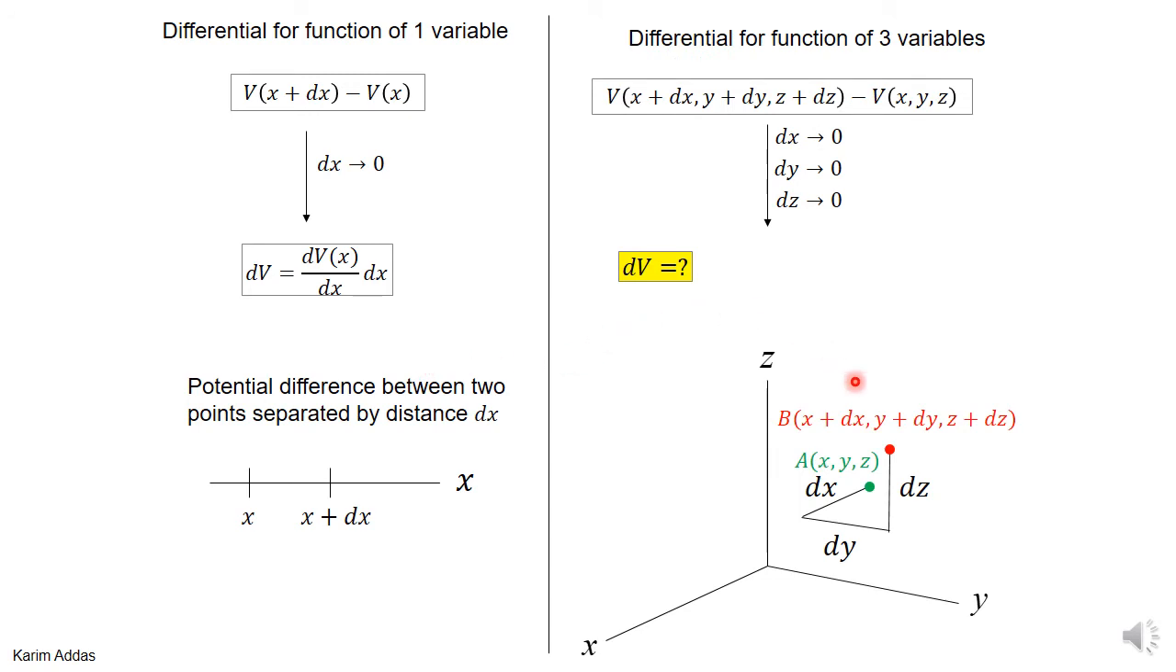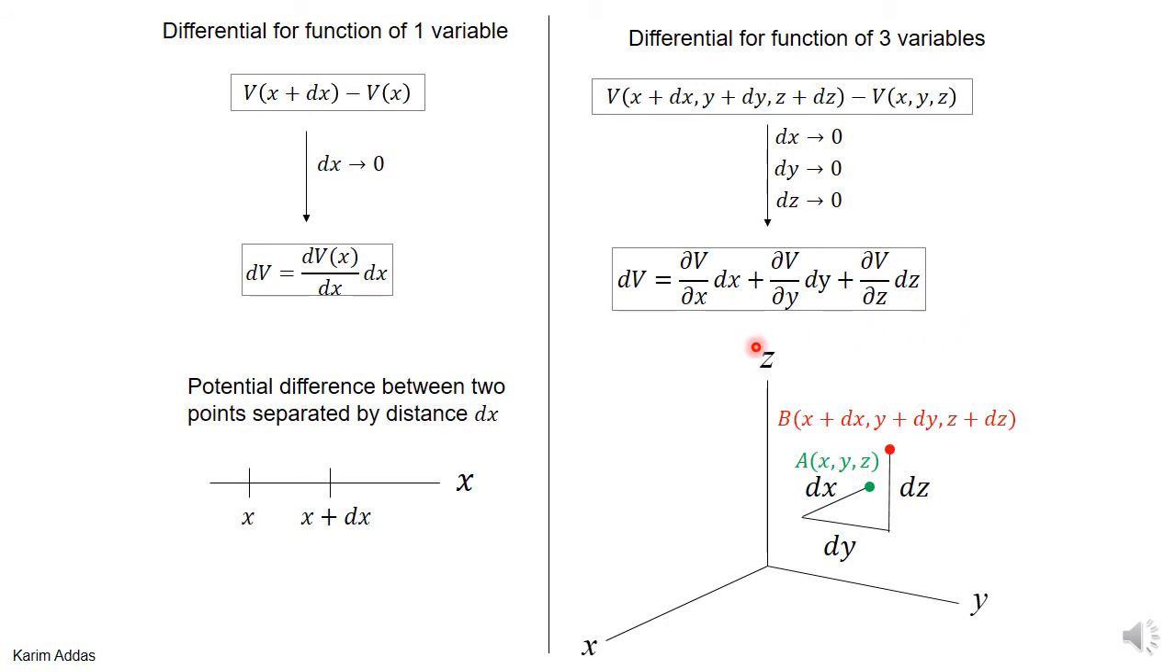What about 2 points in space in 3 dimensions, where point A has coordinates x, y, and z, and point B has coordinates x plus dx, y plus dy, and z plus dz? So you move from one point in space to another in 3 dimensions. How would you get the difference in the value of a function, in this case the potential, at point B and at point A? What would dV be? dV is the potential at point B minus the potential at point A. What would that equal? We're going to give the mathematical details in the next video, but I'm giving you the final result here.